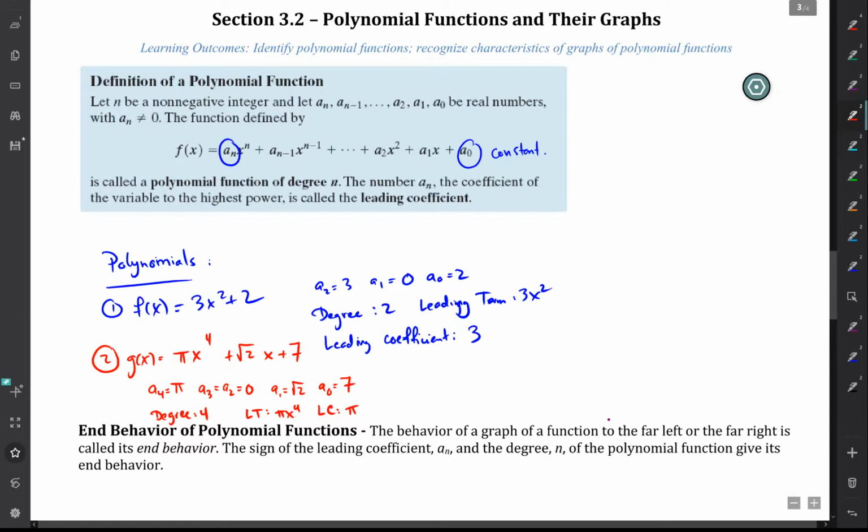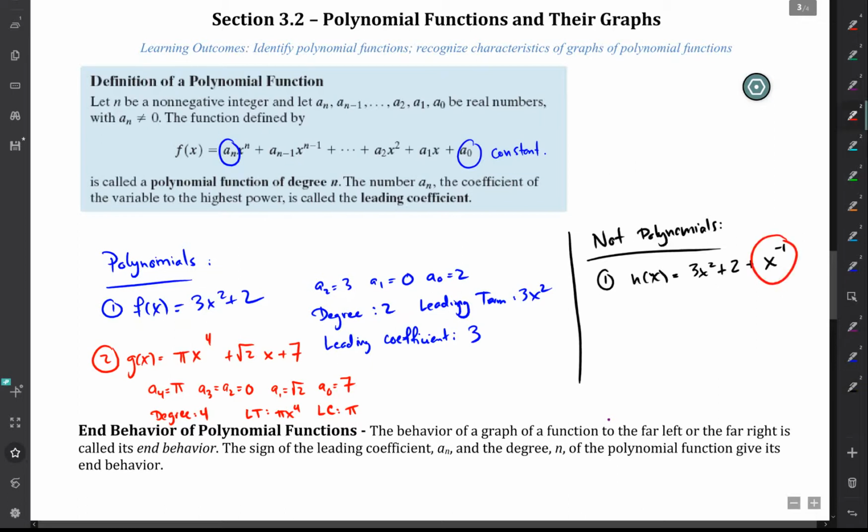Okay, let me just give you a few examples of things that are not polynomials, because this is probably just as informative. An example of something that's not a polynomial would be h(x) = 3x^2 + 2 + x^(-1). And here the problem is that you have a negative power of x.